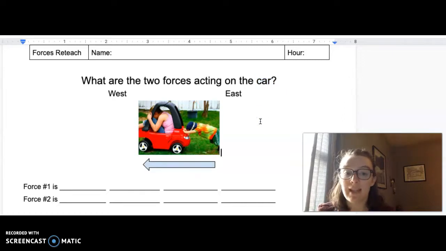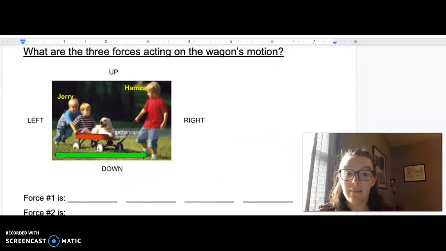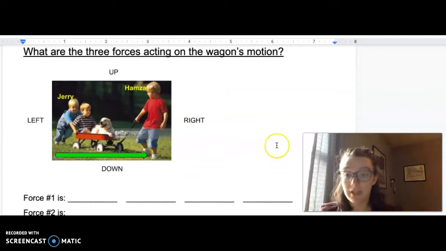We're going to look at this next one and do it together as well. So here we go. Now this time there are three forces acting on a wagon's motion. So again, it says, what are the three forces acting on the wagon's motion? Now when we look at this picture, it gives us a lot of information. So these pictures are super, super important.